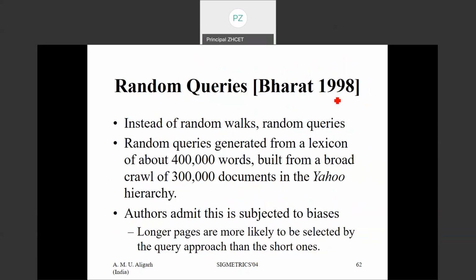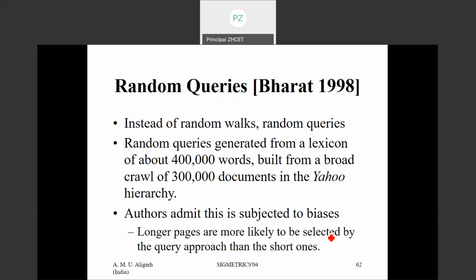Then Bharat in 1998 came up with some random queries. Instead of random walks, they came up with random queries, generated from a lexicon of about 400,000 words, 4 lakh words, built from a broad crawl of 3 lakh documents in the Yahoo hierarchy. Authors admit this is subject to biases.